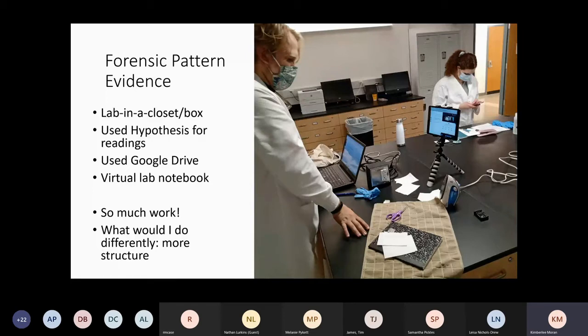And I created a lab in a closet or a lab in a box, depending on my students. Some students were completely remote. They were actually in different parts of the United States. So because these types of forensic science don't really take a lot of nasty chemicals, I could just put things in the post and send to my students.